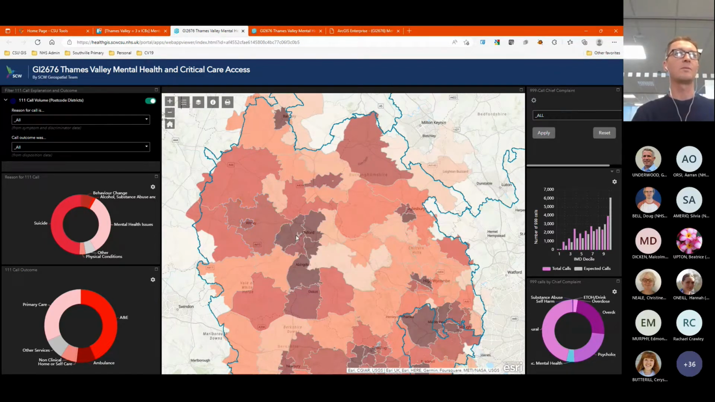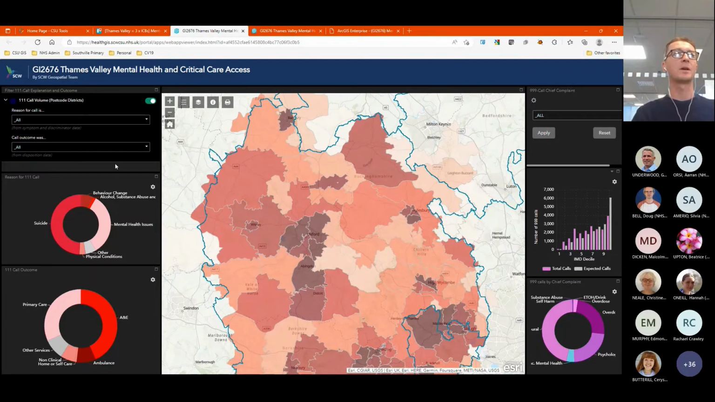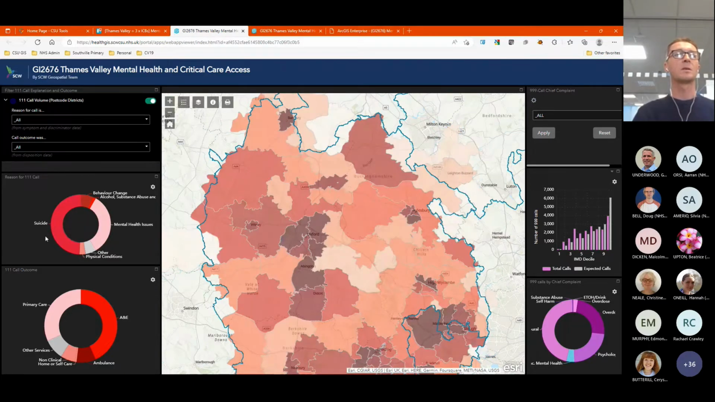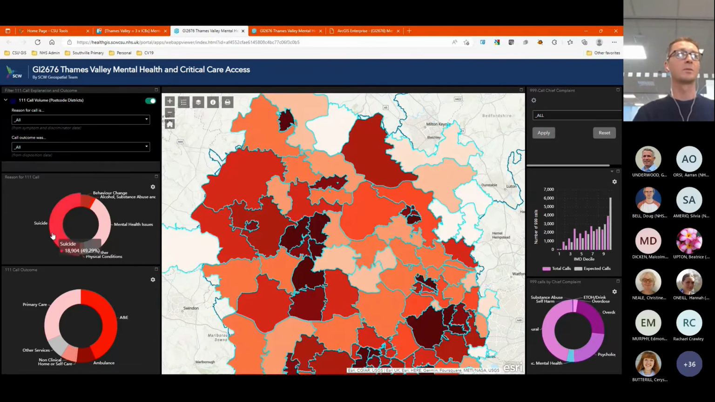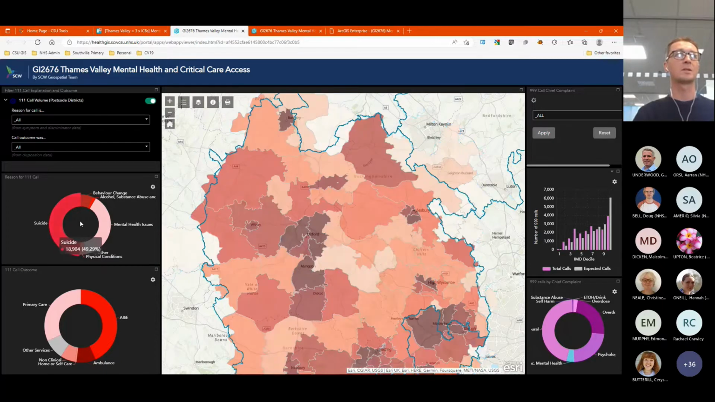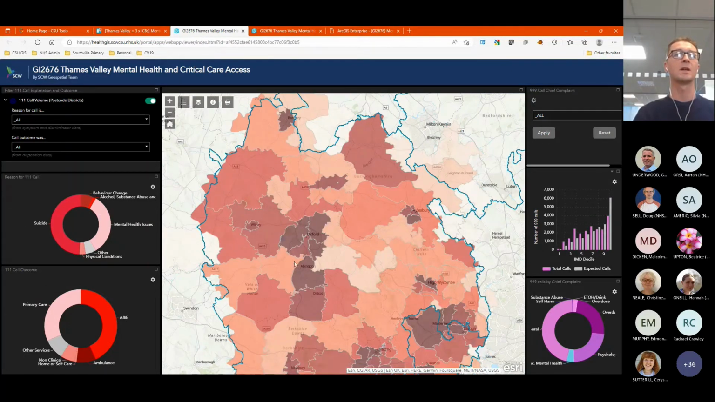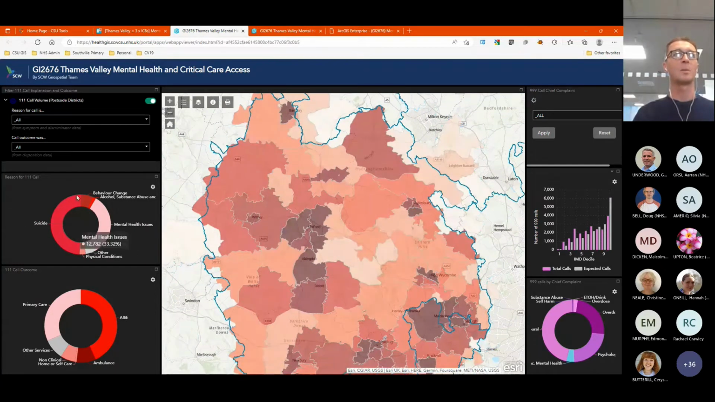At the same time, you've got infographics up at the side. So here on the left, we've got the reason for the calls, and it's giving you a donut chart, almost like a pie chart with a hole in the middle, showing, sadly, almost 50% of the calls there related to suicide, many others with general mental health issues, a smaller wedge, about 7%, for behaviour change, and a much smaller wedge, about 1.5%, for alcohol and substance abuse. But it's all broken down by the most popular categories for reasons for the calls.